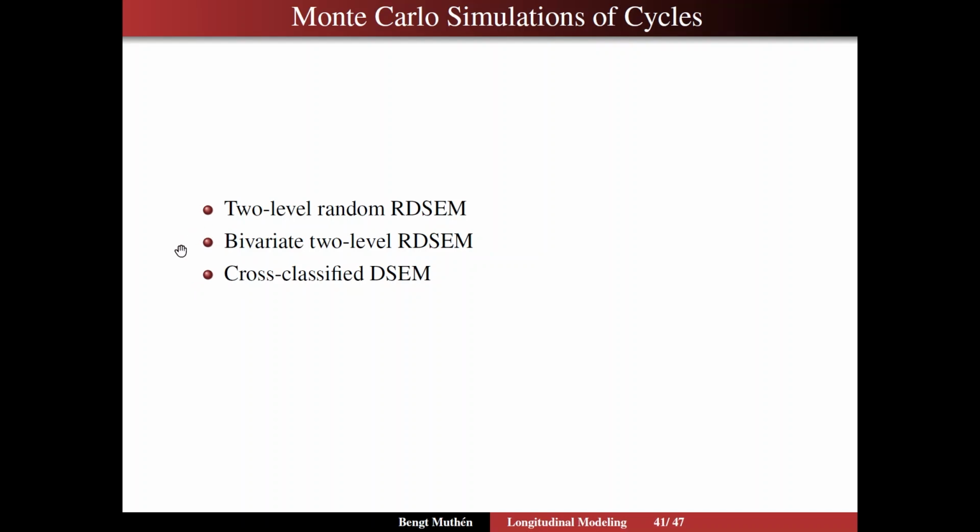And you can think of many more variations with random here, and you can also think of cross-classified RDSEM, putting the cycles on the within level. So many more simulations that can be done. But what's interesting here in general is that each of these Monte Carlo studies uses 2 steps in the Monte Carlo.